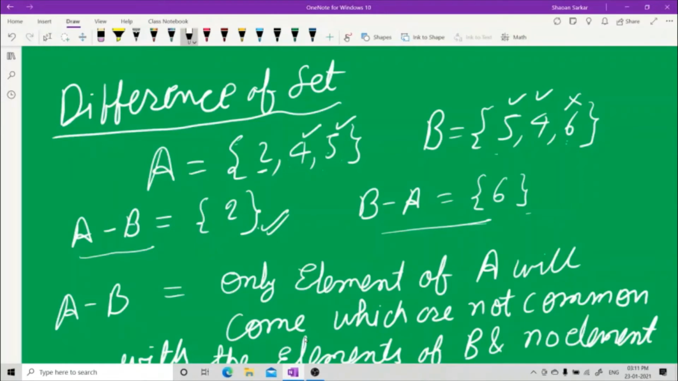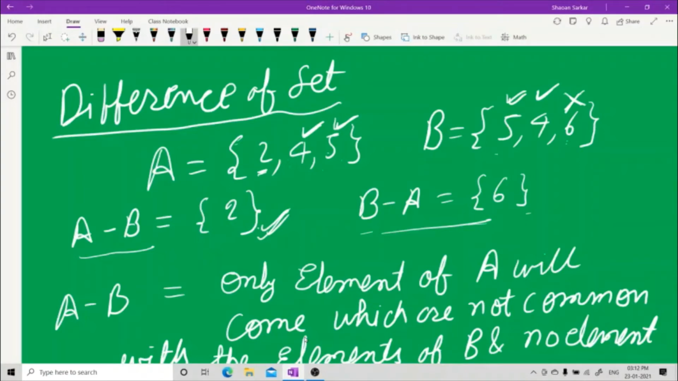मतलब A में अगर एलिमेंट 2, 4, 5 है और B में एलिमेंट 5, 4, 6 है, तो कॉमन एलिमेंट लिखना नहीं है. 4 भी नहीं लिखना है, कॉमन है. 5 भी कॉमन है, नहीं लिखना है. और बाकी एलिमेंट ऑफ B नहीं लिखना है, क्रॉस कर देना है. सिर्फ एलिमेंट ऑफ A लिखना है. दैट्स ऑल.